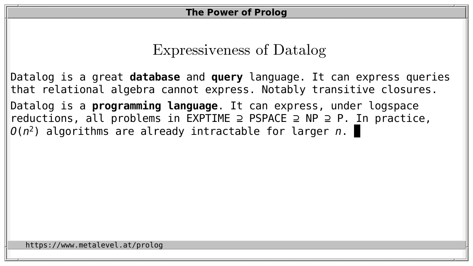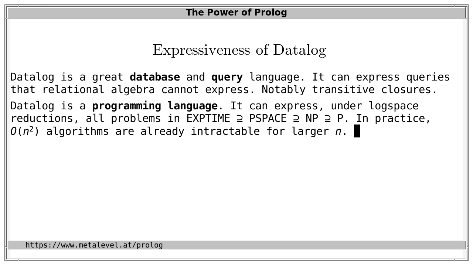And in practice, we tend to encounter only a tiny fraction of polynomial time algorithms, because for larger amounts of data, even quadratic algorithms are already intractable. So in practice, for larger n, quadratic time tends to be an upper bound for usable algorithms. That's well within what Datalog can express. And one of the few things known about these subset relations is that EXPTIME is larger than P by the time hierarchy theorem. And this means that Datalog can express more algorithms than many of us will ever need in practice.